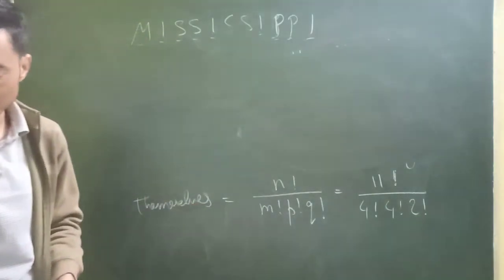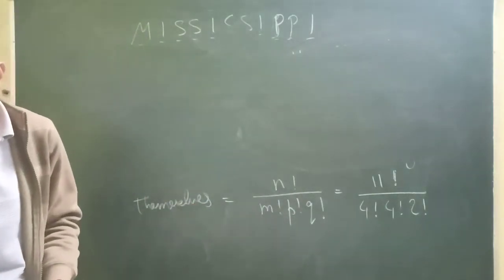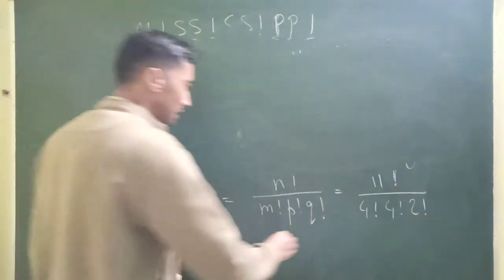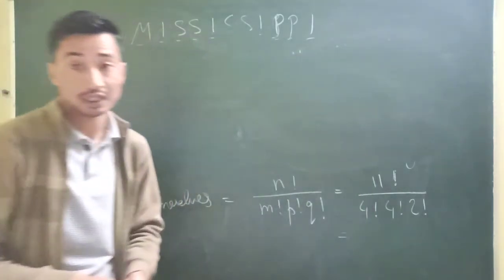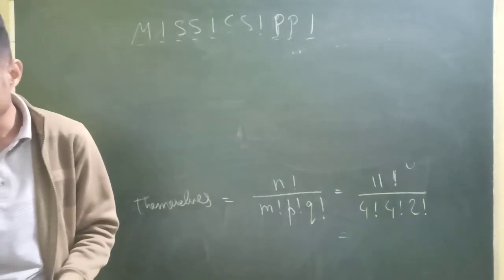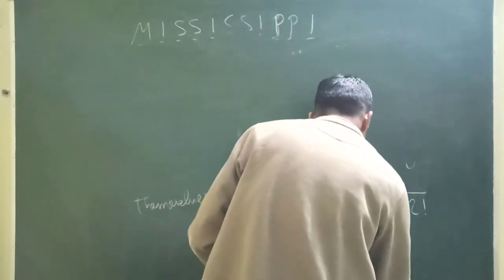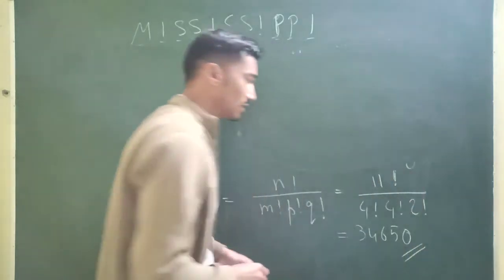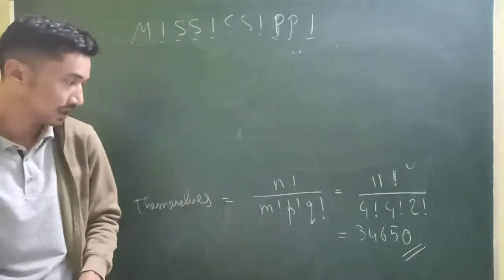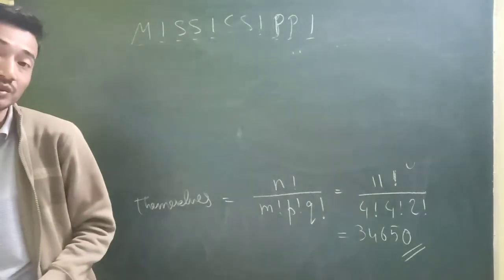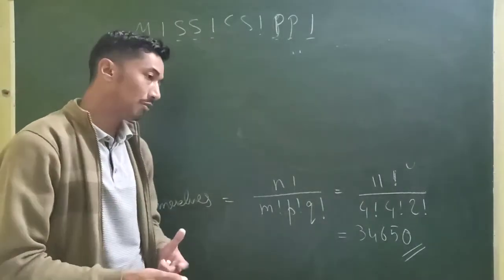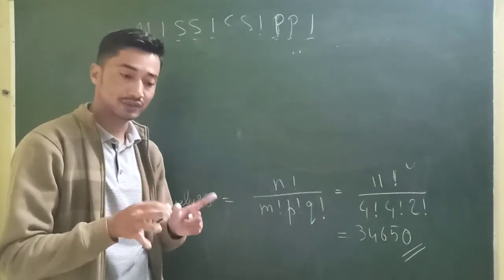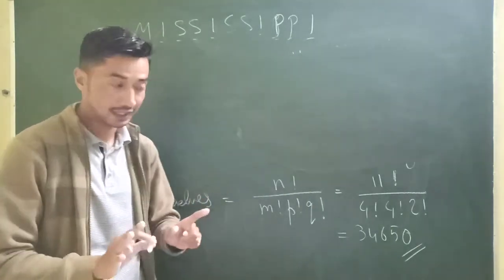That, of course, I will not be calculating. You can calculate that, and it gives us the value 34,650. I calculated that in advance so as to save some time. That means the word Mississippi can be arranged among themselves without any restrictions in 34,650 ways. One job done.